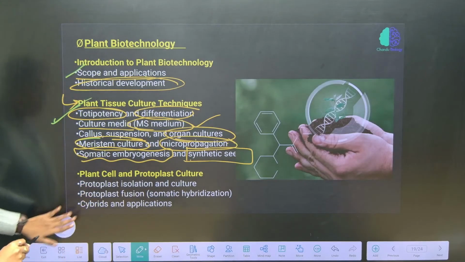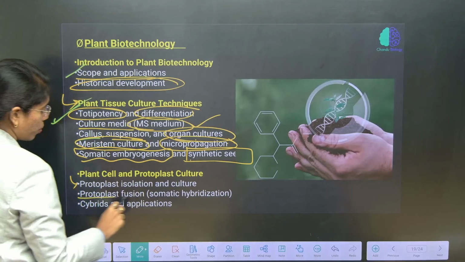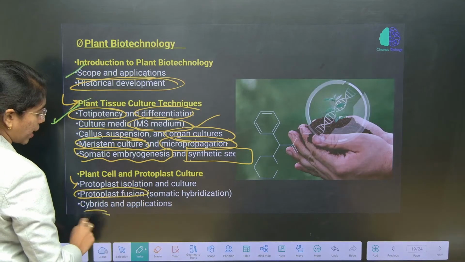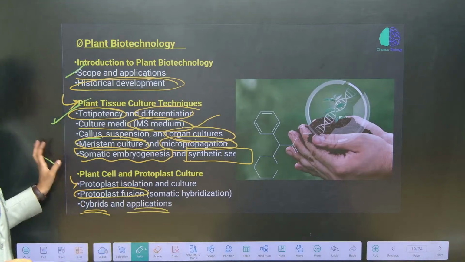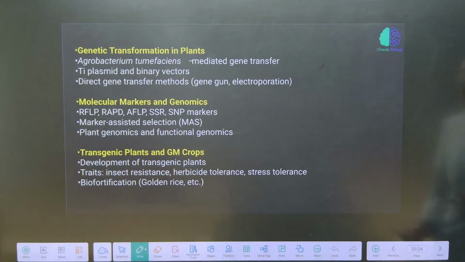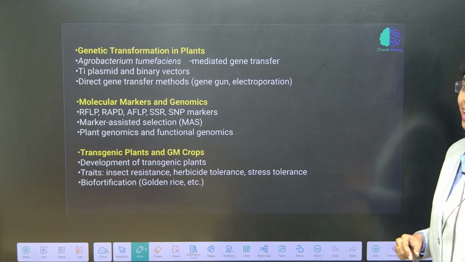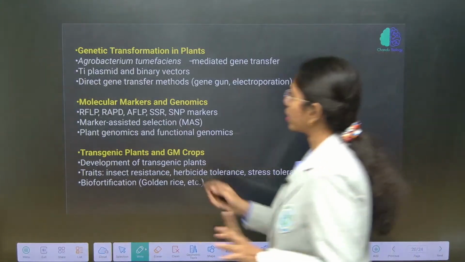Plant cell and protoplast culture. Here protoplast isolation and culture, protoplast fusion, hybrids and its application is important. Fine. And next, genetic transformation. As I told you, Agrobacterium tumefaciens is a hotspot.